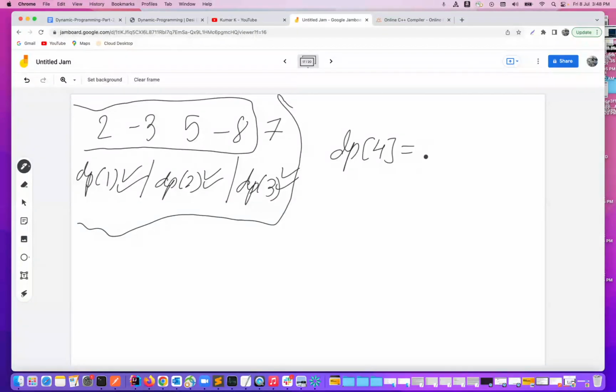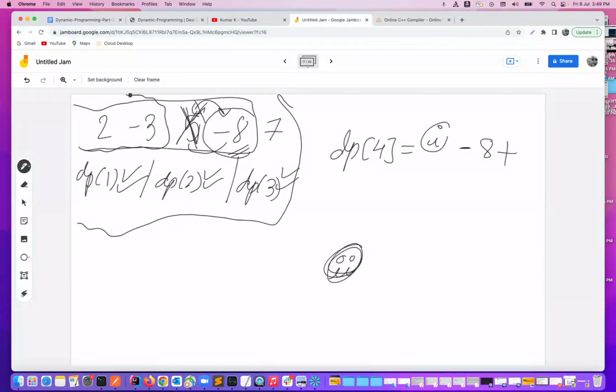So what is one option? There are two options, guys. Let's discuss the first option. We can include minus 8 in our subset. So what would be the answer if I include minus 8? For the first four numbers, now I am including minus 8. The answer will be minus 8 plus, if I include minus 8, I cannot choose 5. Why? Because 5 is adjacent to minus 8. So I cannot choose 5. Cancel 5. So what is left? These first two numbers, guys. So the answer is minus 8 plus the best answer for the first two elements.